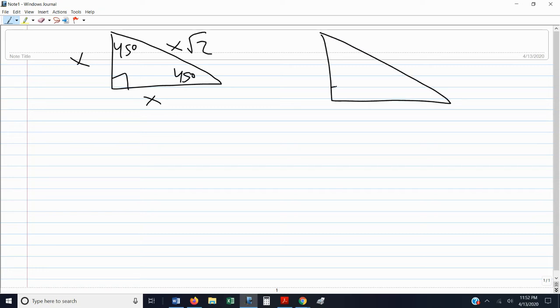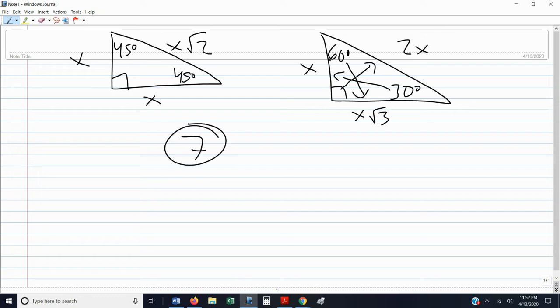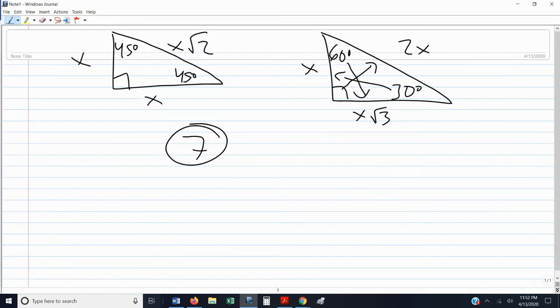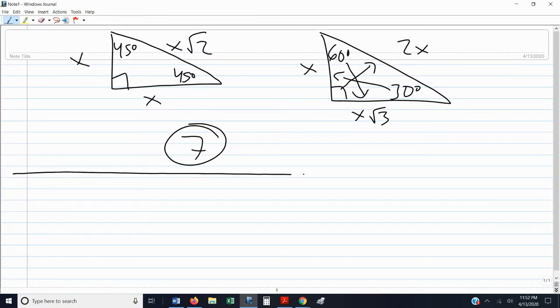And then for the 30, 60, 90, across from the 30 is your x, across from the 90 is your 2x, and across from the 60 is your x root 3. So I'm going to show you 7 examples. They're pretty quick in order to help you remember how to do these.